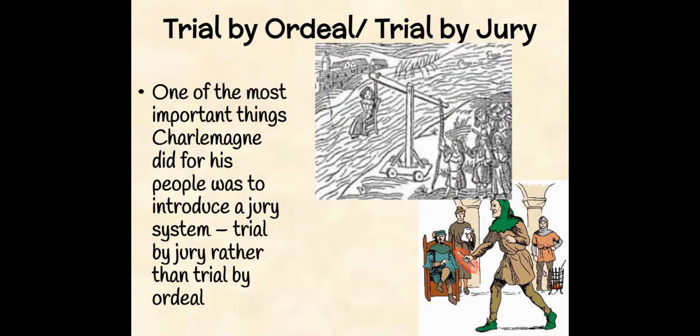Right. So to talk about some of the things that Charlemagne established that made him such a great leader. One of the most important things he did for his people was to introduce a jury system. So, this was a trial by jury rather than a trial by ordeal. This meant that you had people like you able to hear out your case, to hopefully help that person out and make sure that you had somebody on your side because they understood where you were coming from.